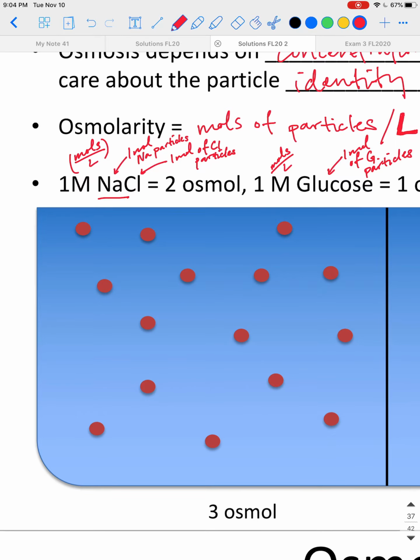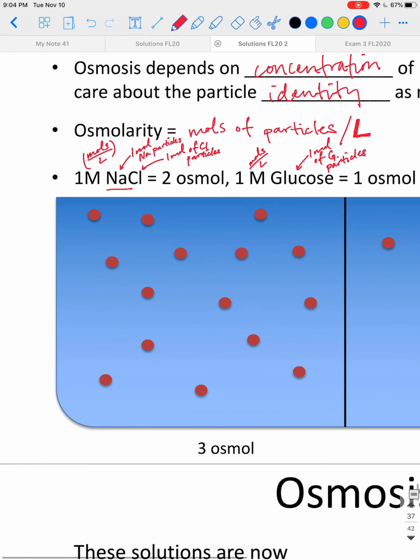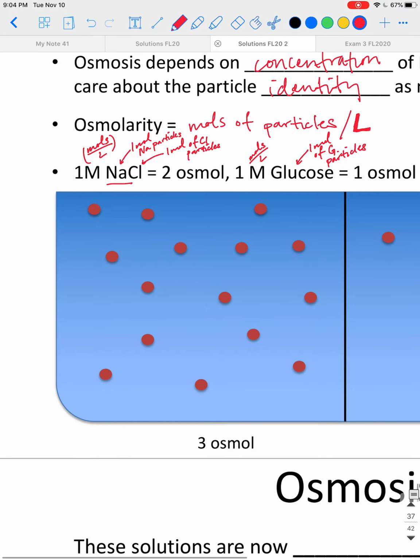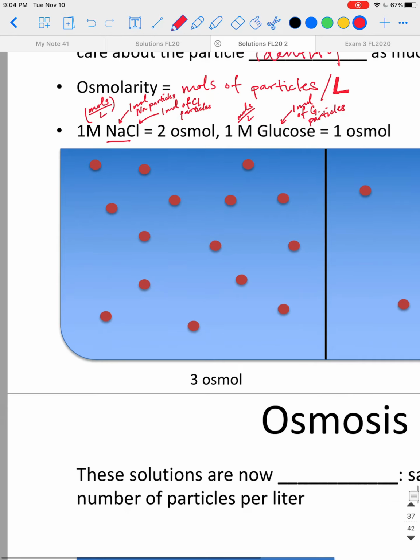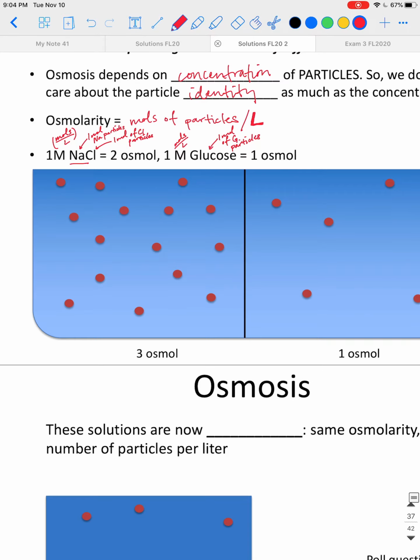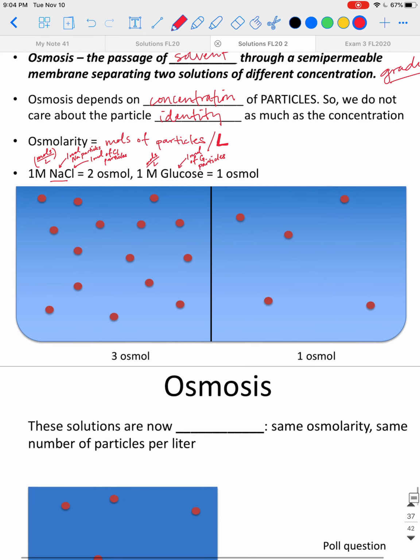Glucose doesn't break apart into anything the way sodium chloride does. So you need to know if a compound is going to break apart into ions or not, and how many ions you would get, but you don't care about the identity of them. You just need to know how many. And that's going to tell you how many osmoles you would get. All right, we'll do more practice on that later.